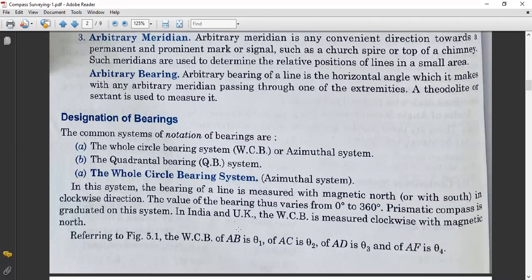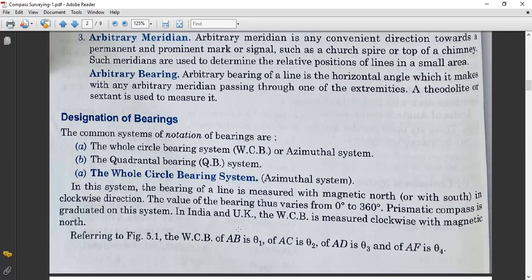Okay, so how to measure the bearings by using the compass? In bearings we have two types: one is the whole circle bearing and the other is the quadrantal bearing system. First we will study the whole circle bearing system. In this system, the bearing of a line is measured with the magnetic north or south in clockwise direction, so the value of bearing varies from 0 degrees to 360 degrees. That is the sexagesimal system, where one circumference is a total of 360 degrees.